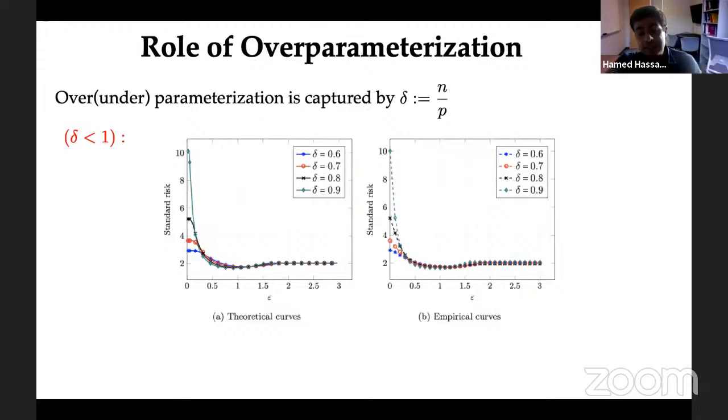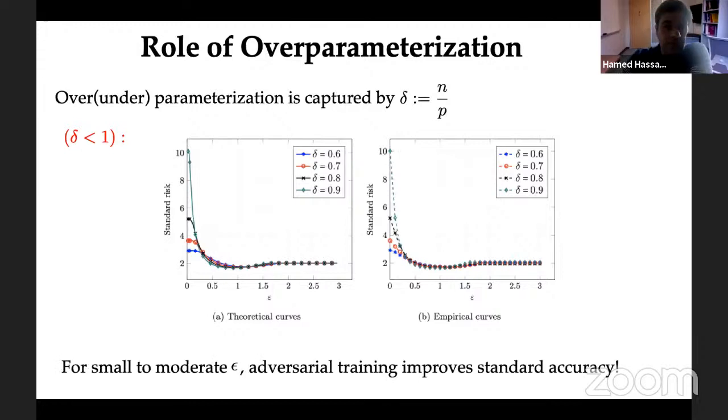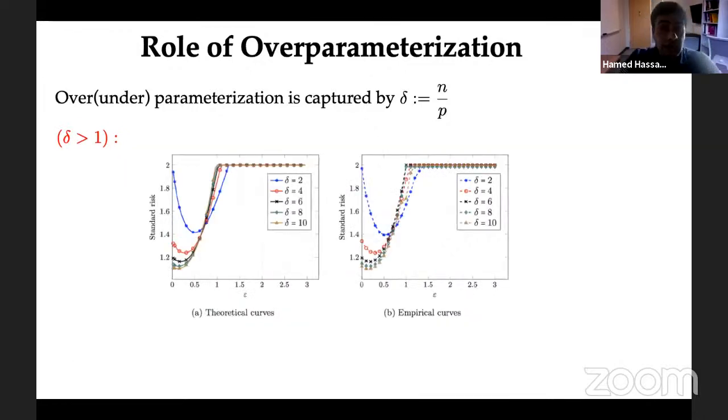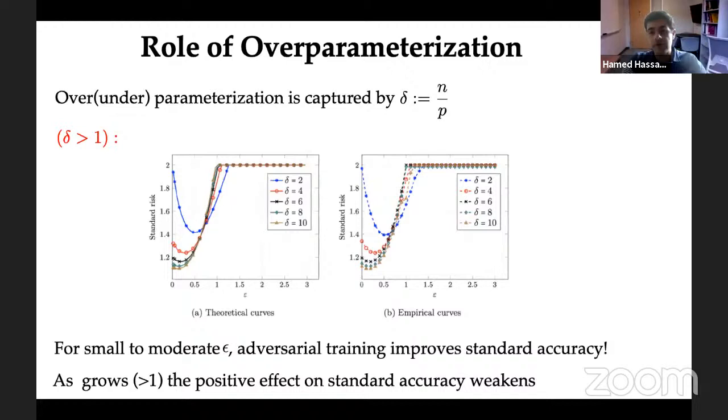This means that when epsilon is very small, adversarial training is somehow behaving as a regularizer to your problem. And when epsilon increases, of course, the adversary becomes more and more dominant, the trade-off kicks in, and the standard risk would increase. The same behavior holds when we are in the underparameterized regime. The same type of observations can be made.